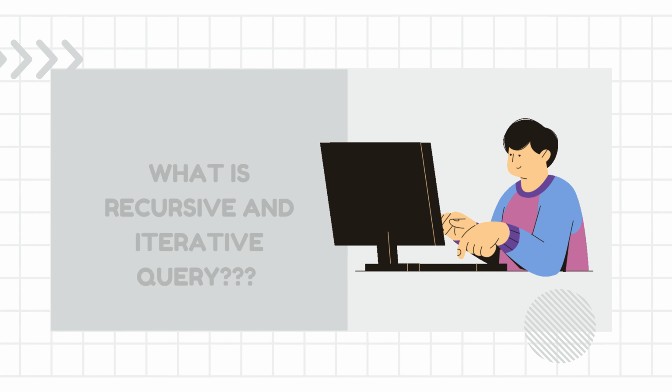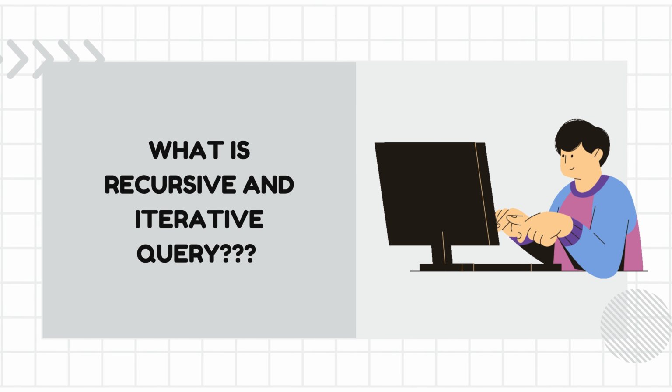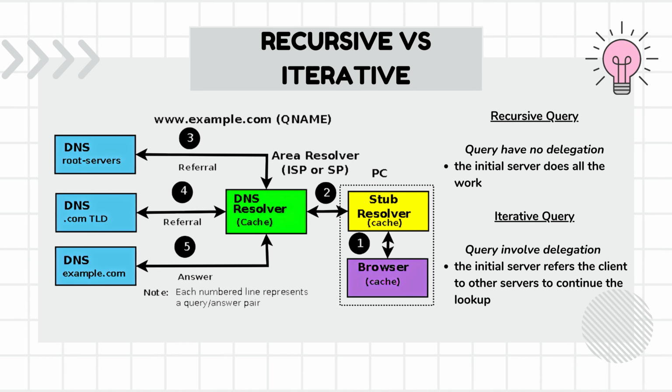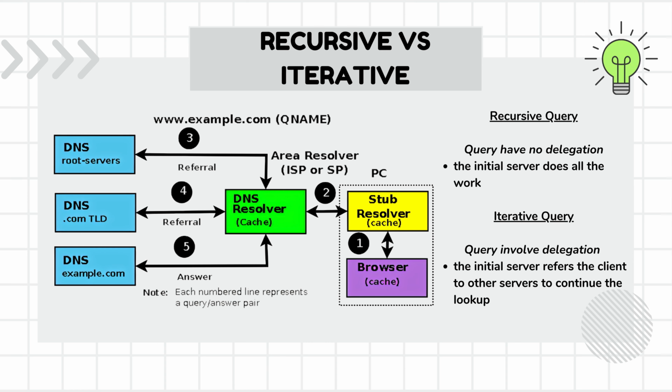What is the difference between recursive and iterative? Recursive queries have no delegation, in which the initial server does all the work, while iterative queries involve delegation, in which the initial server refers the client to other servers to continue the lookup. We already know the definition, so now let me walk through how each of these processes works in more detail.